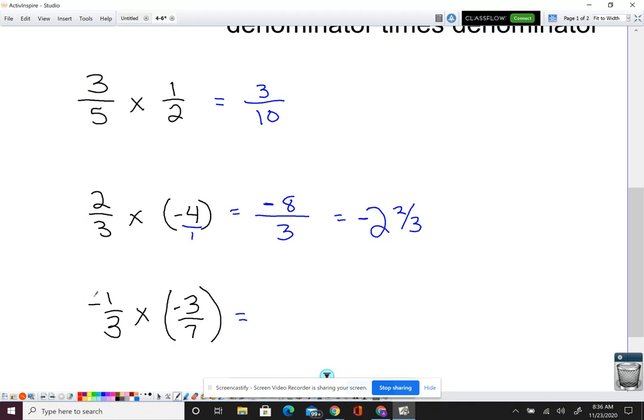The third example, I have negative 1 times a negative 3. 2 negatives being multiplied together are going to give me a positive. 1 times 3 is 3. 3 times 7 is 21. We can reduce that down. 3 goes into 3 once. 3 goes into 21 7 times.